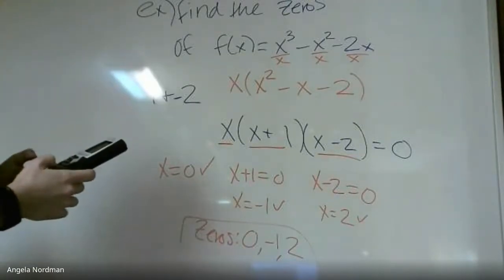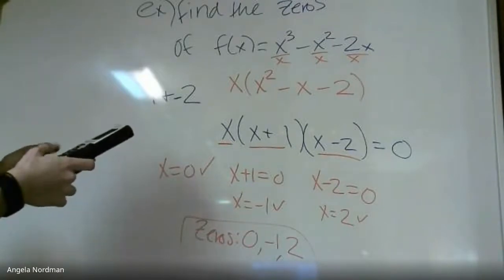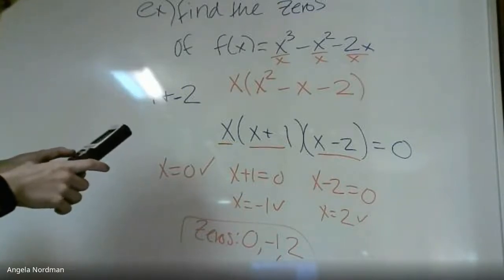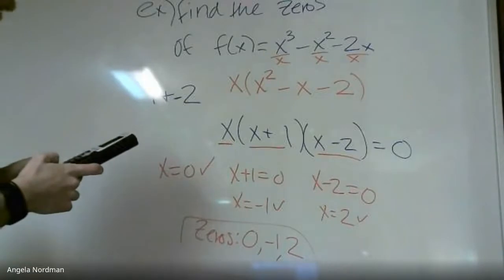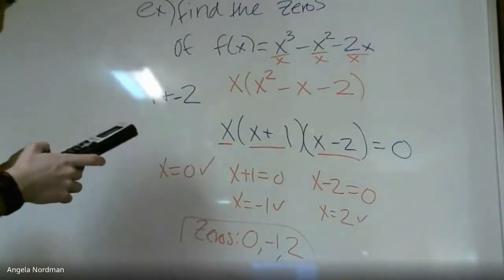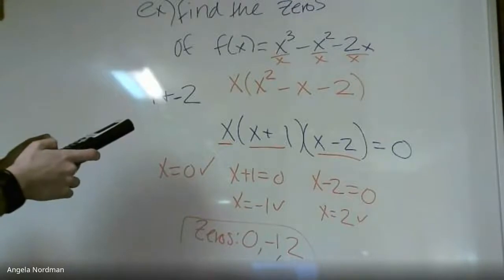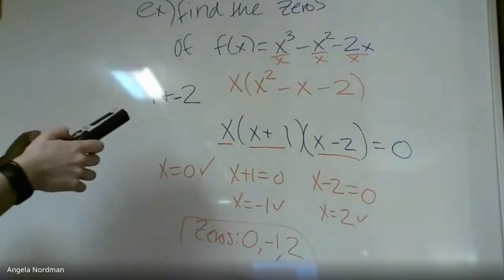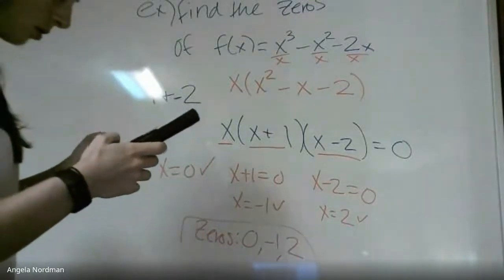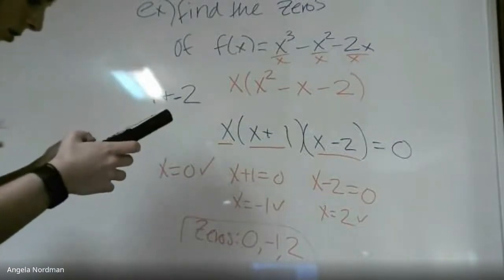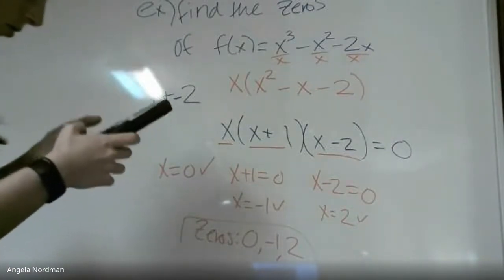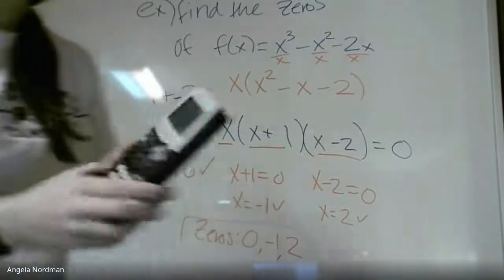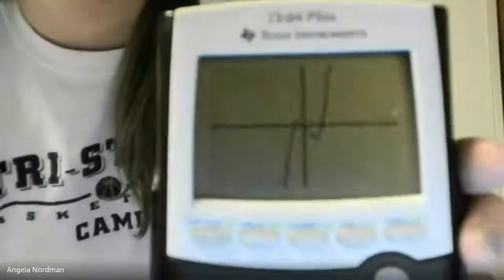So let's graph this. X cubed minus x minus 2x. Oopsie. Okay, so let's see. This is what the graph of the function looks like.